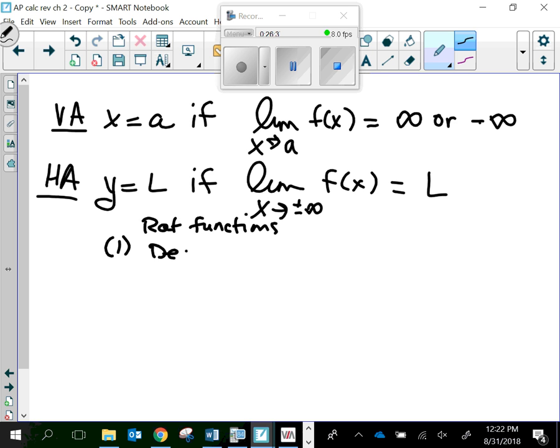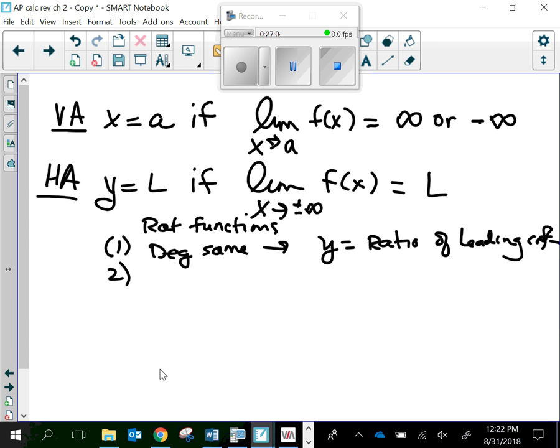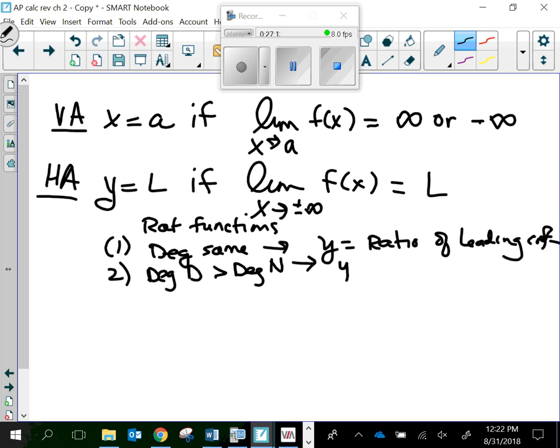All right. The degrees are the same. Go ahead, Ellie. Then it's going to equal the ratio of the leading coefficients. And by leading, we don't mean the first ones, we mean the biggest. Okay, good. All right. And if the degree on the bottom is bigger than the degree on the top, then it's going to be 0. So y equals 0. That's the limit.